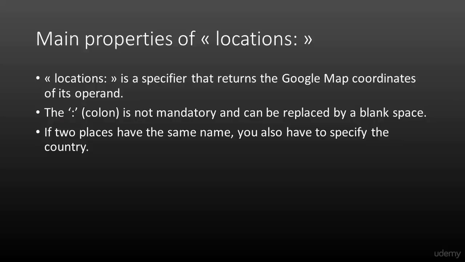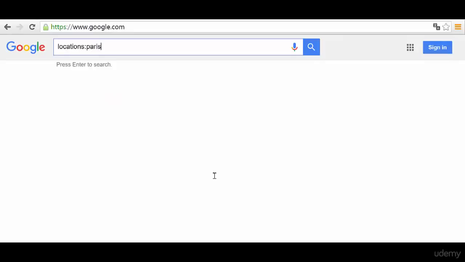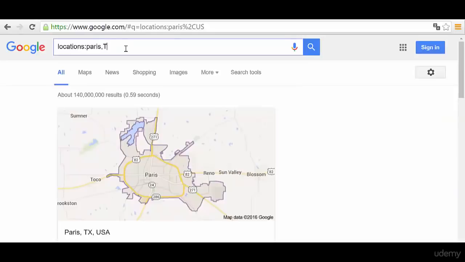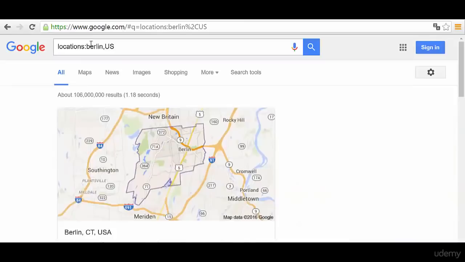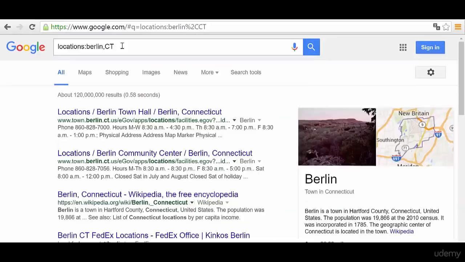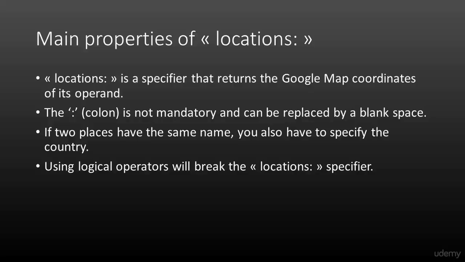If two places have the same name, you have to specify the country. If you try to type locations colon Paris comma TX, it's not going to work. You will have to write Paris comma US. As for the weather specifier, logical operators will break the locations specifier.